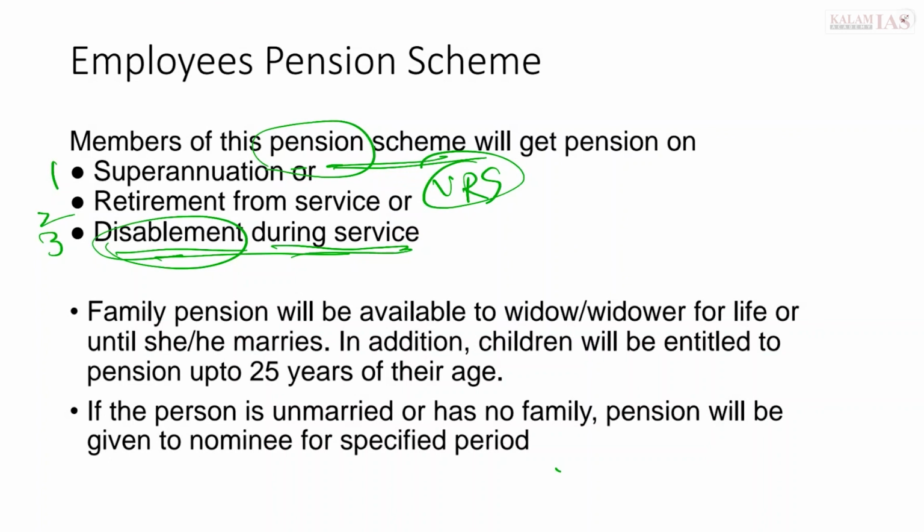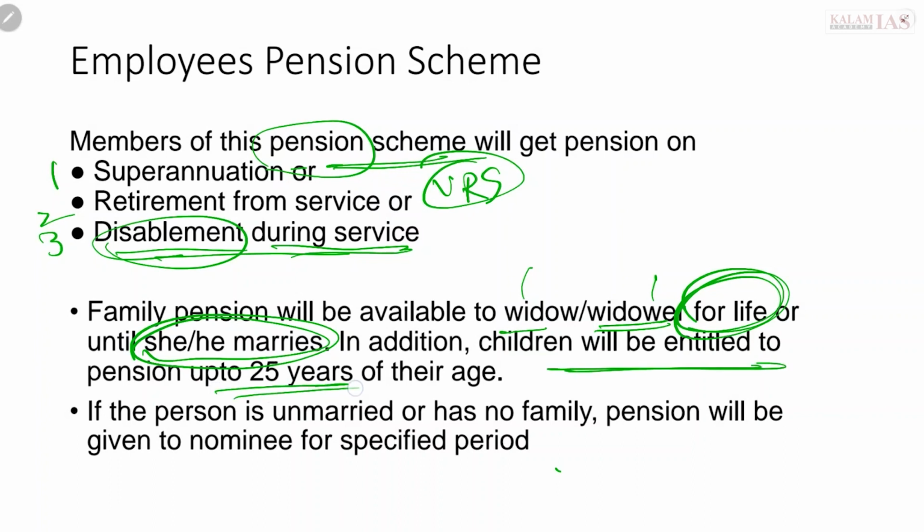The family pension will be available to the widow or the widower. Widow is wife of dead husband and widower is husband of a dead wife. For their entire life, or until they remarry. In addition, the children will also be entitled to pension up to 25 years of their age.